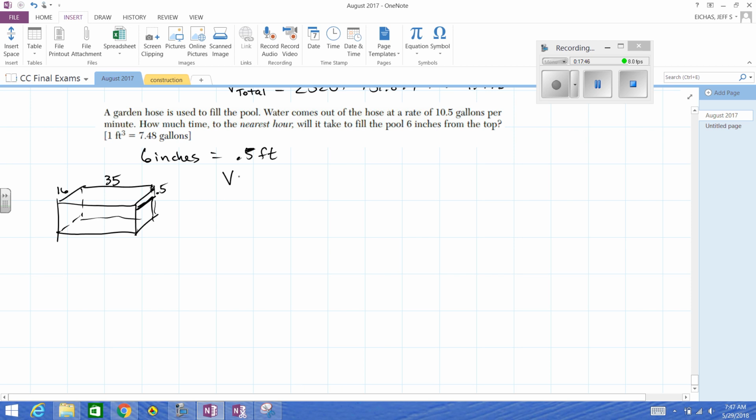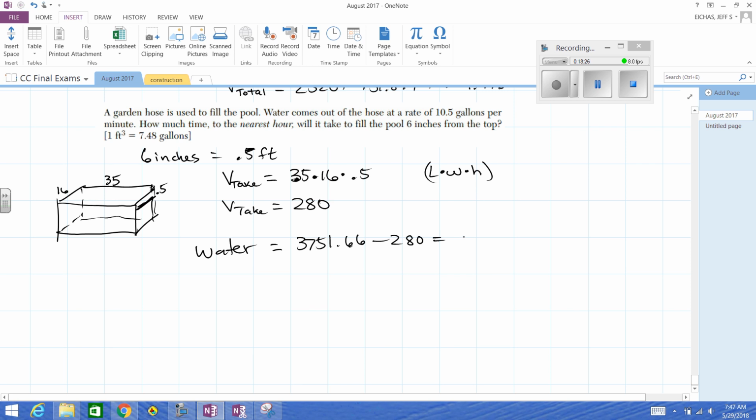So the volume we're going to take away is going to be length of 35, width of 16, and a height of only a half. So that's it, length times width times height again. What we're going to take off the top is 280. So we got to go back up to the top again and say, all right, the water that we're going to fill with, the total water, is going to be that 3751.66 number, take away 280. And this is without rounding. Okay, so this is using an answer that has no rounding at all yet.